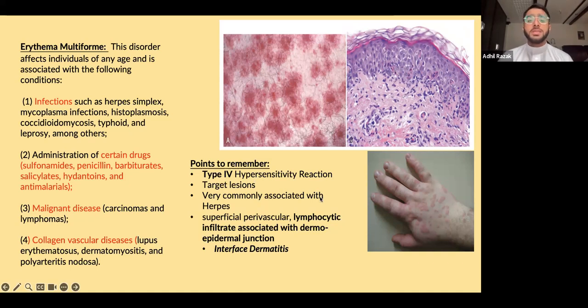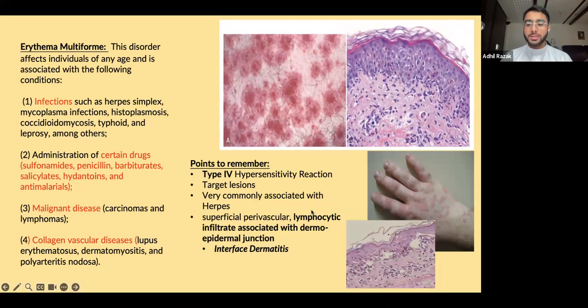It is a type 4 hypersensitivity reaction. They cause these target lesions, dark in the center, white outside, very commonly associated with herpes. There is superficial perivascular lymphocytic infiltration associated with the dermal-epidermal junction. This particular type of presentation in the histology is called interface dermatitis, where there's lymphocytic infiltration between the epidermis and the dermis.